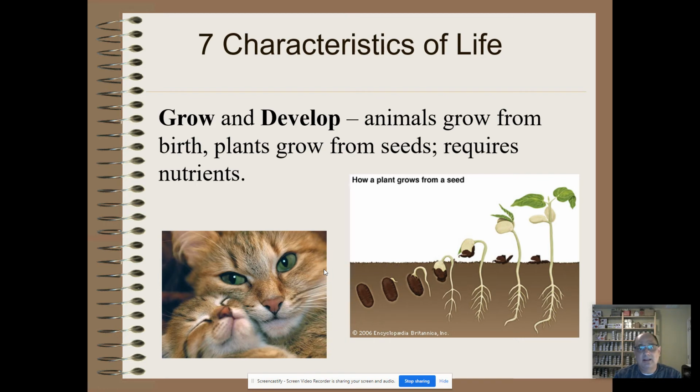Number 1 is grow and develop. All animals grow from birth, plants grow from seeds, and they require nutrients to grow. So any type of animal or plant grows from a single source and it develops. It matures into a tree, it matures into an adult person. In that picture, we have the kitten and the mother cat, and then you see the seed developing into the plant. That's number 1, grow and develop.